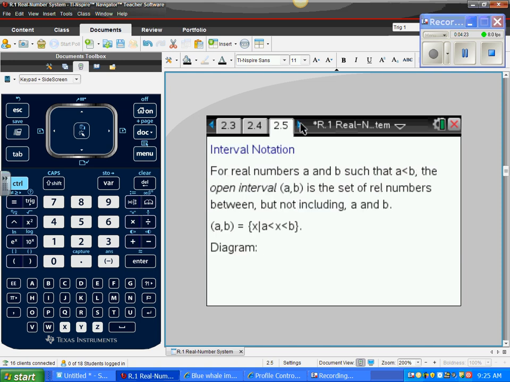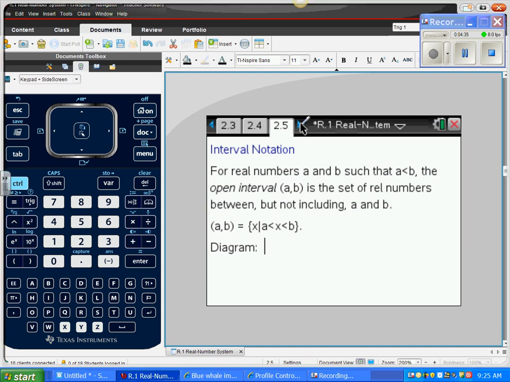All right, so interval notation. Again, review. We spent a lot of time on interval notation last year, so we should be able to go through this pretty quickly. For real numbers a and b, such that a is less than b, the open interval a, b is the set of real numbers between but not including a and b. So it's everything between a and b except for a and b themselves.